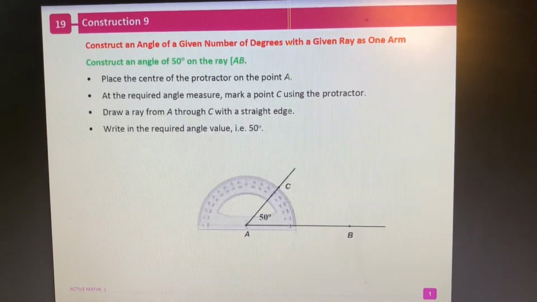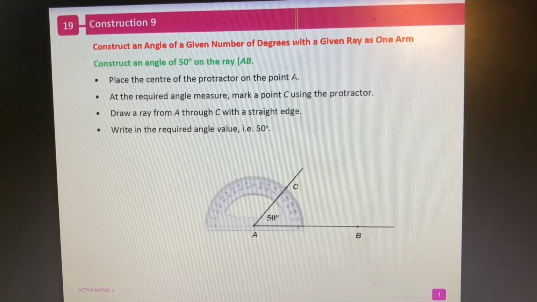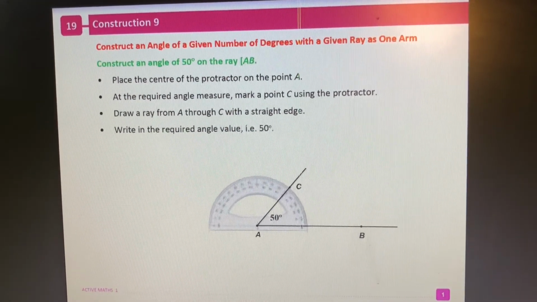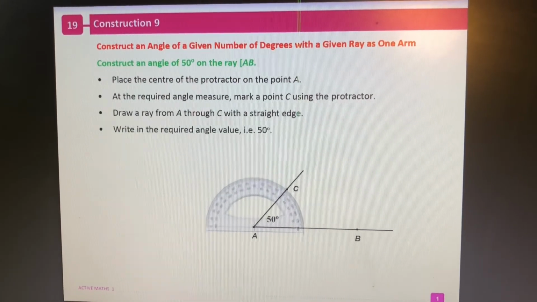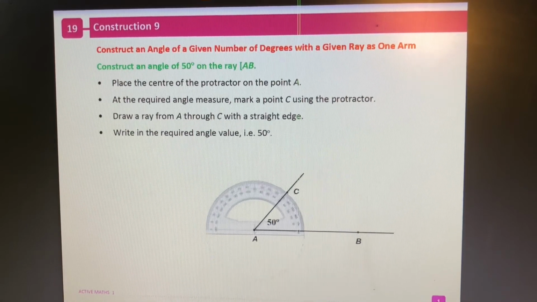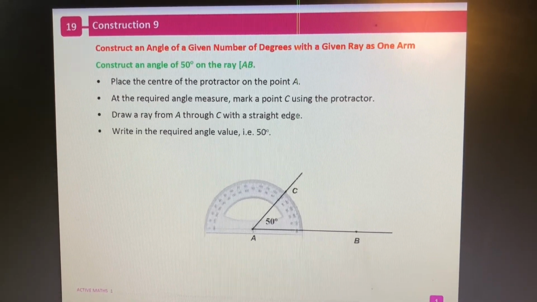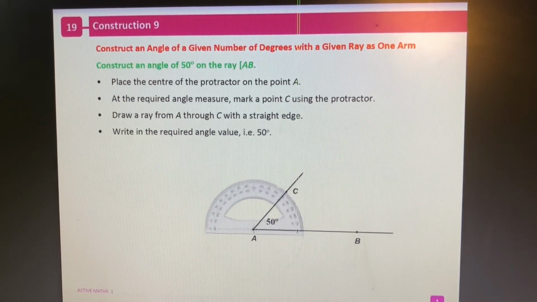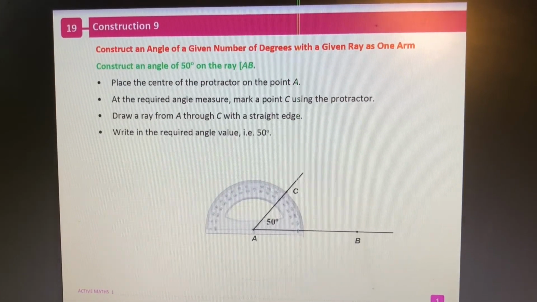So well done everybody, you have managed to construct construction 9. And just want to say well done to all of you who sent in posters from your previous constructions. They will act as really good flashcards, revision cards, which you can use then before your junior cert or your summer exams.